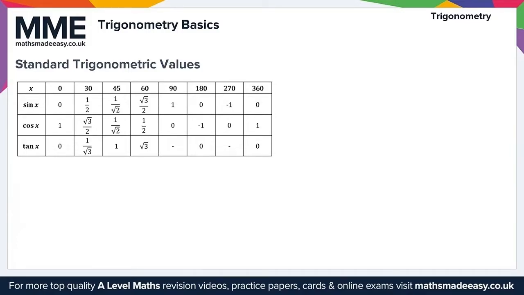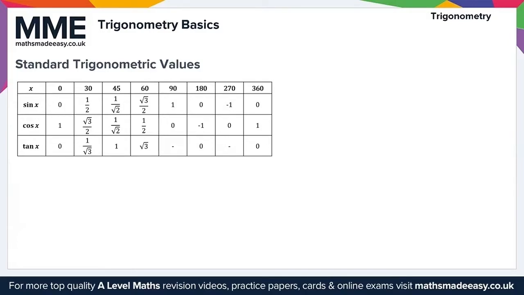Now, if you're particularly eagle-eyed, you might notice that the values for 360 degrees are the same as the values at 0 degrees. And this is not a coincidence. The graphs for sin x and cos x repeat every 360 degrees. They're periodic about 360 degrees. And the tan x graph repeats every 180 degrees. And we can see that from the table here. So 0, 0, again, 0 degrees and 180 degrees. Okay, again, another 180 degrees there. You can see the same value for tan x.